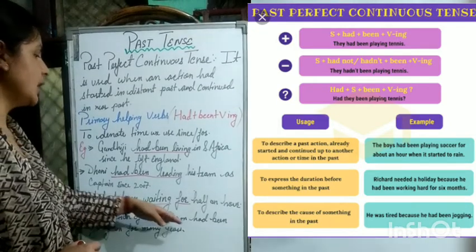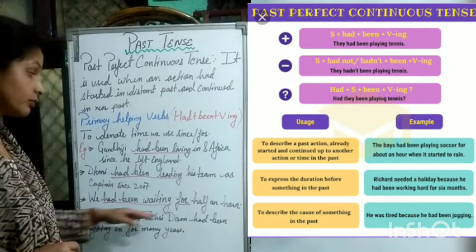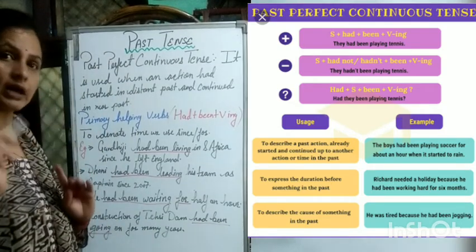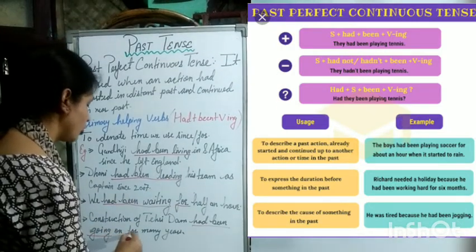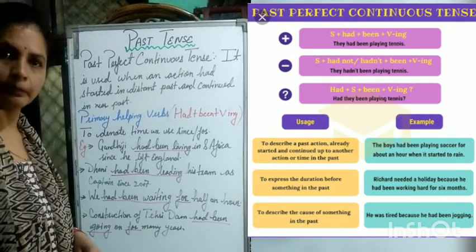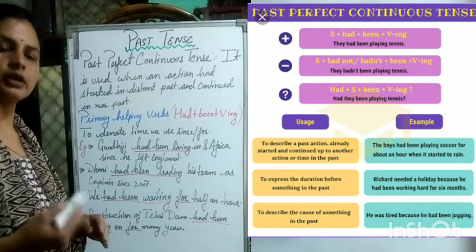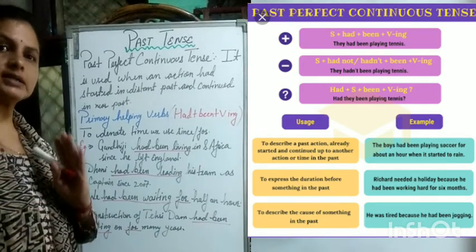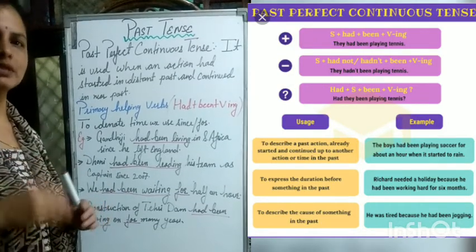Construction of Terry Dam had been going on for many years. So construction of Terry Dam had been going. It has started in the past, but there was progress in it. And by using for many years, again this is a matter of duration of time. So it took a lot of years for the construction. So with this we have shown that the action started in the past, but there was progress in the action. There was progress in work.